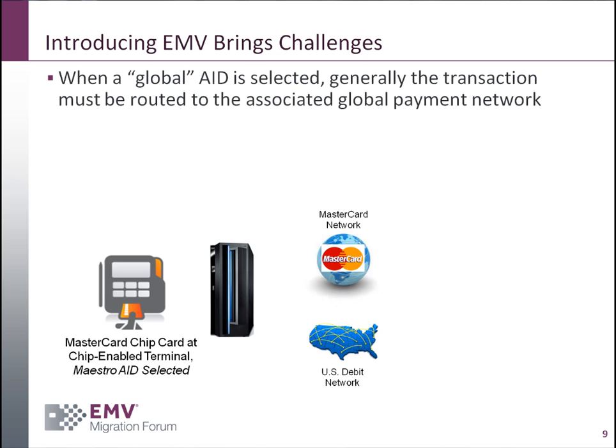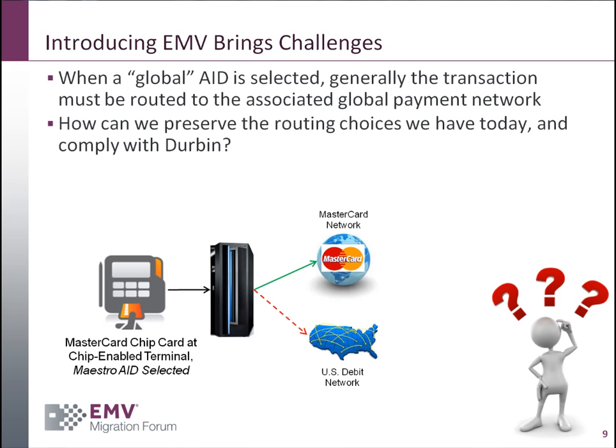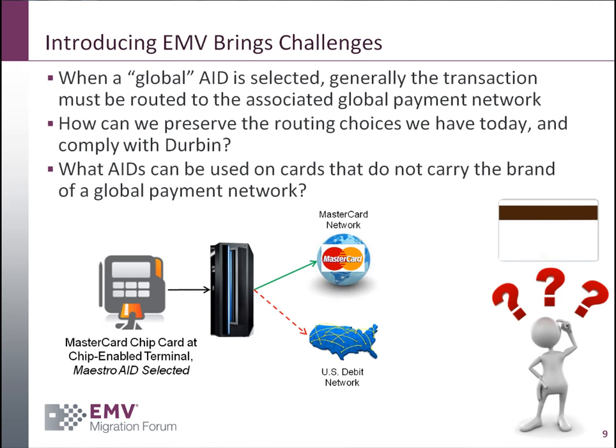When that global AID is selected for a debit transaction, generally the transaction must be routed to the global payment network that owns that AID. This does not comply with the Durbin Amendment requirement for the POS merchant or acquirer to have a choice of two unaffiliated networks for routing. How then, when we implement EMV, can we preserve the routing choices we have today and continue to comply with the Durbin Amendment? In addition, there are magnetic stripe cards in the market today that do not carry the brand of a global payment network. What applications and AIDs can these cards use?